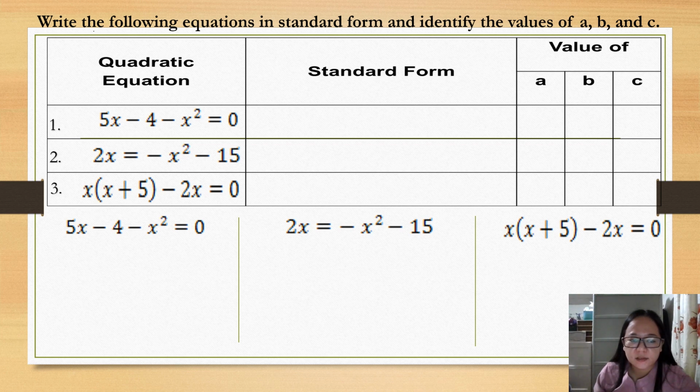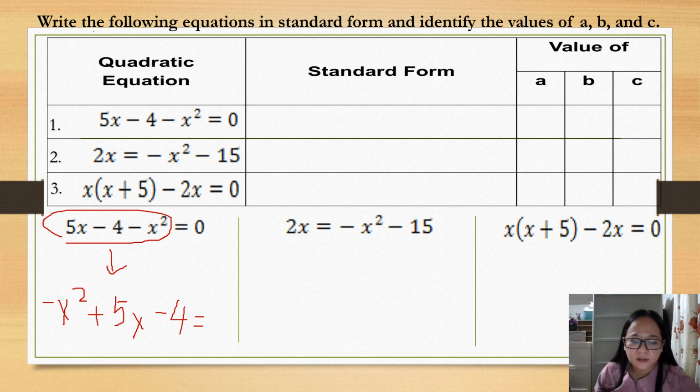Okay, to write this in standard form, number 1, all the terms are already on the left side. So we simply have to rearrange. The quadratic term must come first, negative x squared, followed by the linear term, 5x, and then followed by the constant term, negative 4. Therefore, the quadratic equation in standard form is negative x squared plus 5x minus 4 is equal to 0, where a is equal to negative 1, b is 5, and c is negative 4.